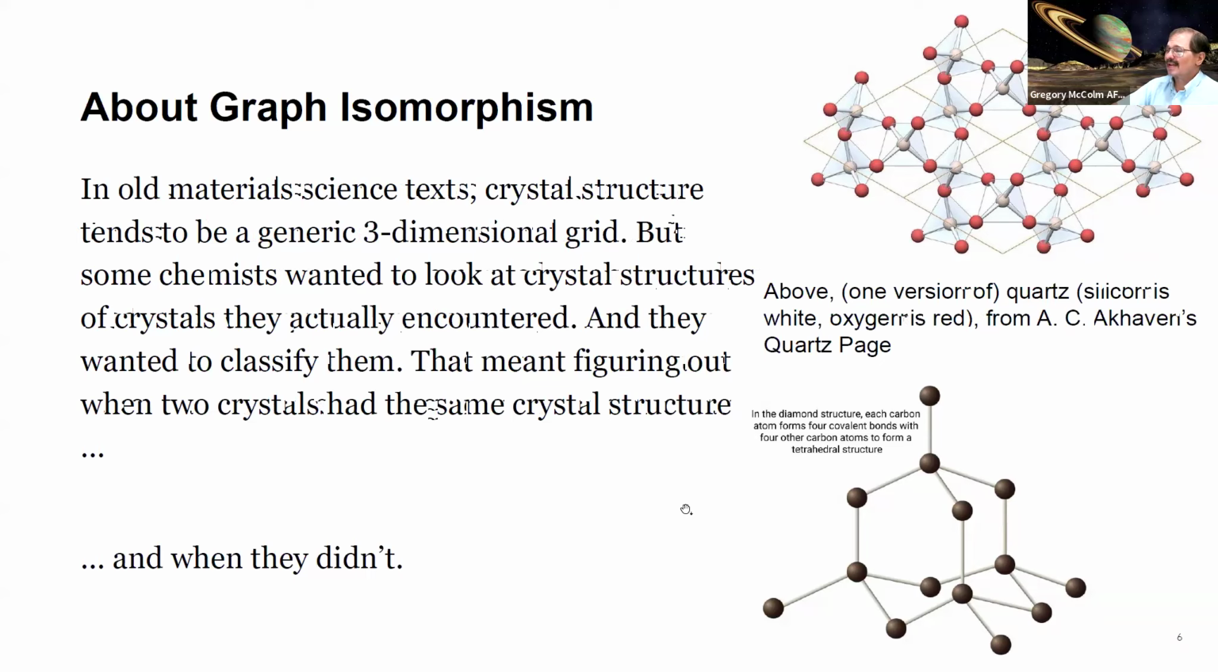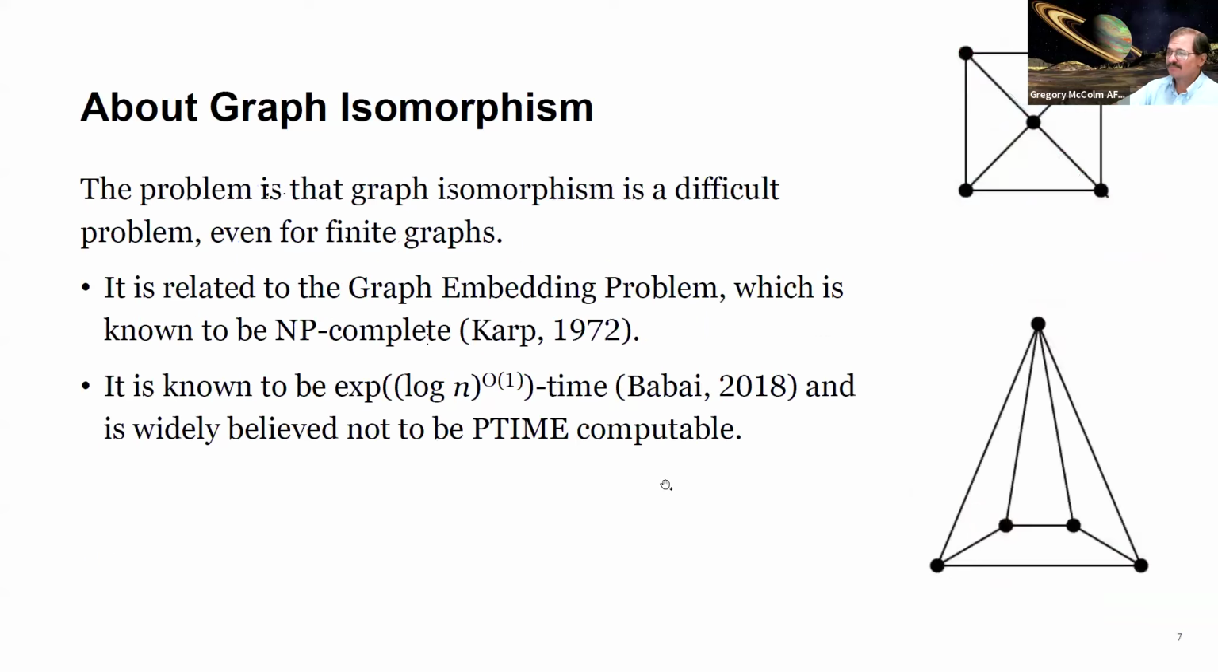So while you would classify ice and diamond as having the same crystal structure, you would say that quartz has a different crystal structure. This creates a problem.